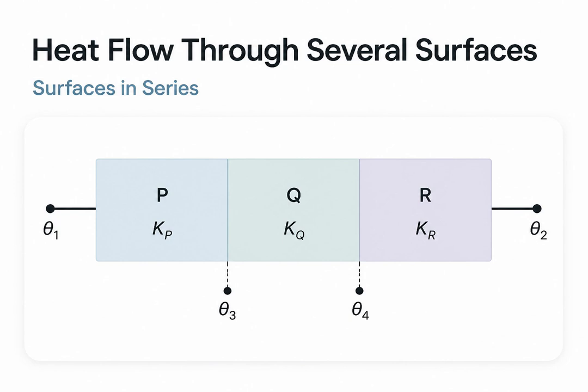Consider 3 plates, P, Q, and R, arranged in a series. Each has its own thermal conductivity, and there are different temperatures at each junction. We will explore exactly how to calculate the heat flow across these composite surfaces next.